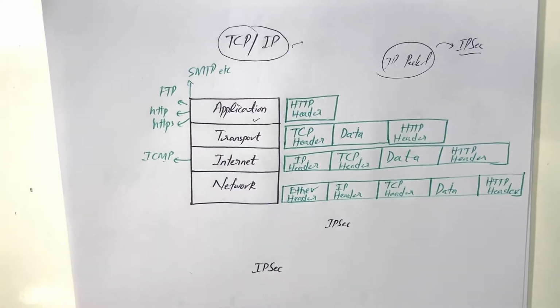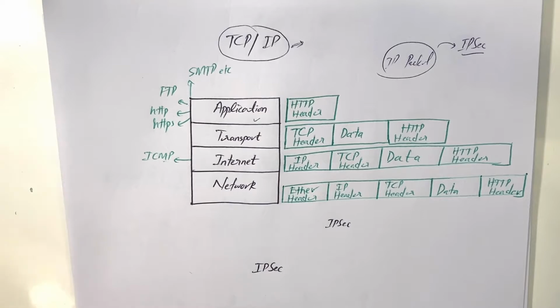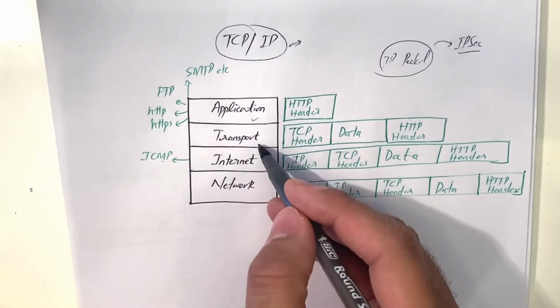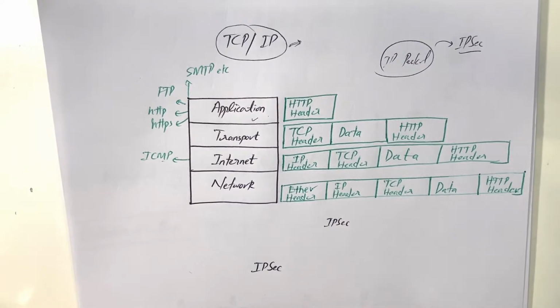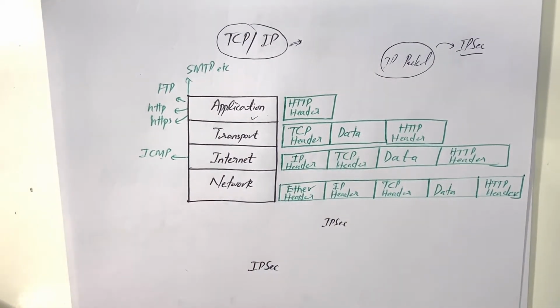So what is the TCP/IP protocol? TCP/IP is a suite of protocols which allows computers to communicate with other computers over the internet and over the network. And there are four layers in TCP/IP: application, transport, internet, and network layer. So the application layer is where all these applications which you can access through your browser run.